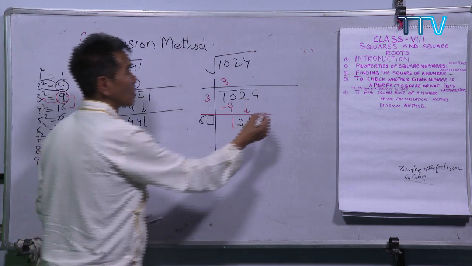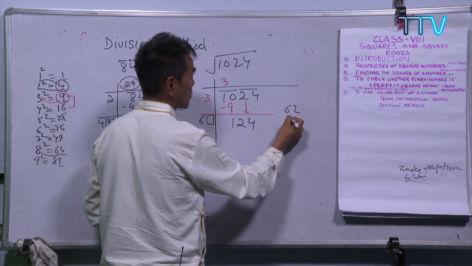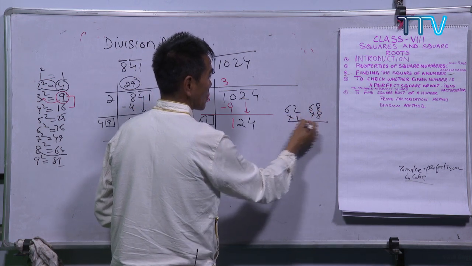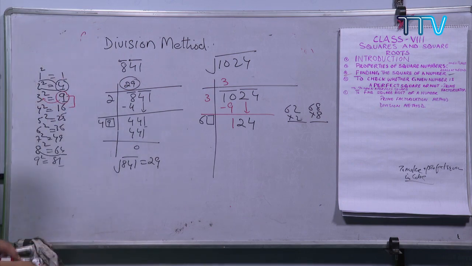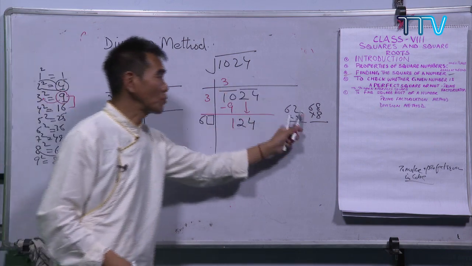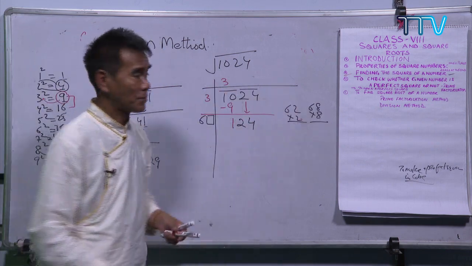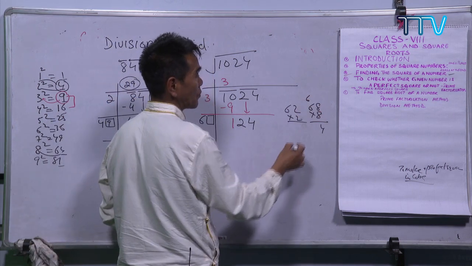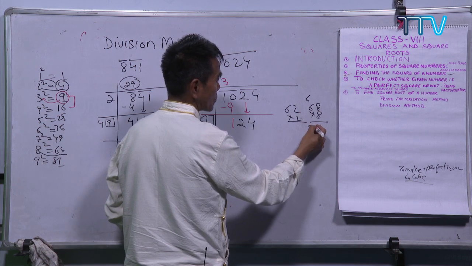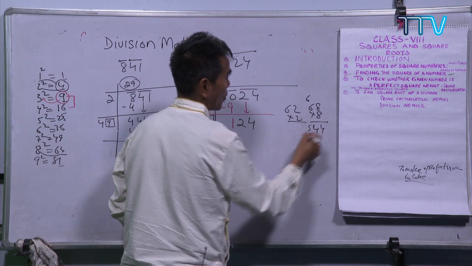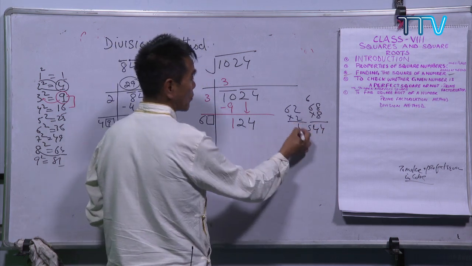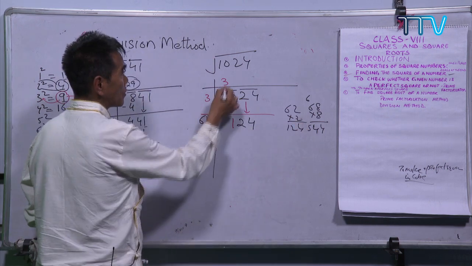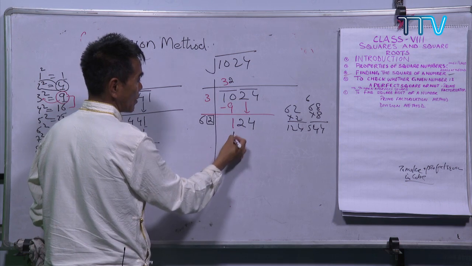Okay, 62 you multiply by 2, 68 you multiply by 8. 8 times 8 is 64, 6 times 8 is 48, 48 plus 8 is 56, so it is too large. But 62 times 2 is 124. Exactly. You put 2 over here, you put 2 over here. You get 124.